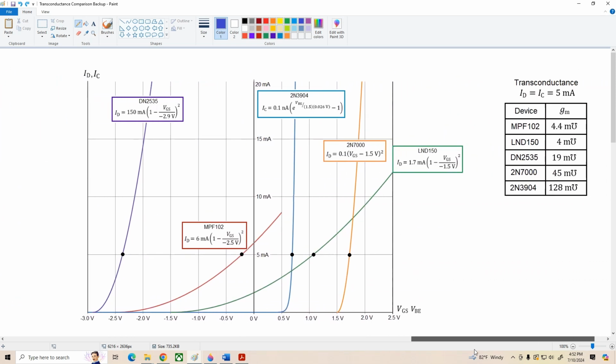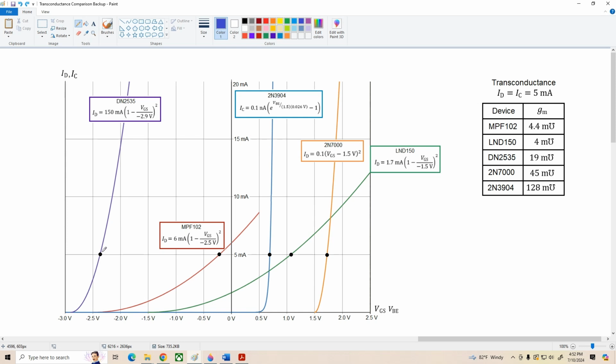And what I've done here is set Q points for each of these devices at 5 milliamps. And then over here I calculated the transconductance, that is the slope of the transconductance curve at each of these points for each device. The MPF 102 has a slope of 4.4 millimhos at this Q point. The LND 150 is about the same, 4 millimhos. The DN2535 is much steeper at 19 millimhos, and the 2N7000 has a transconductance of 45 millimhos at this current.